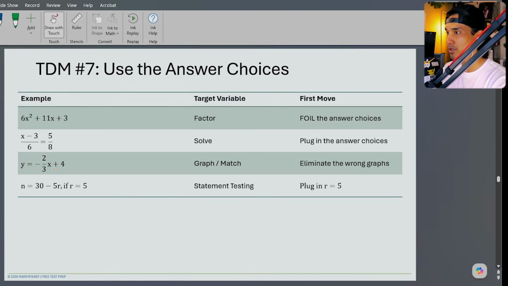Y is equal to negative 2/3 x plus 4. Graph match. Eliminate the wrong graphs, given that I know that this has a negative slope as well as a y-intercept of 4. Statement testing, I could plug in r is equal to 5, okay, from the answer choices.